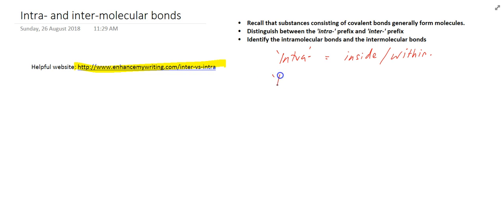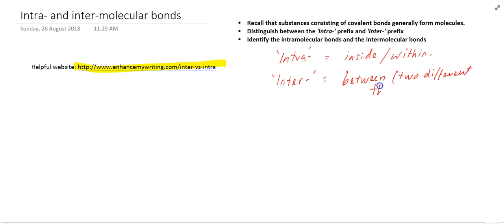On the other hand, we have inter. Now inter means between, and it involves two things. Like the word between presupposes that there are two different things. An example would be the internet. Now we connect our computer devices to other devices all across the world via the internet. So there's a connection between our device and other devices in the world.